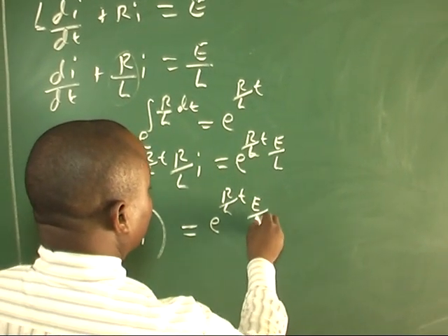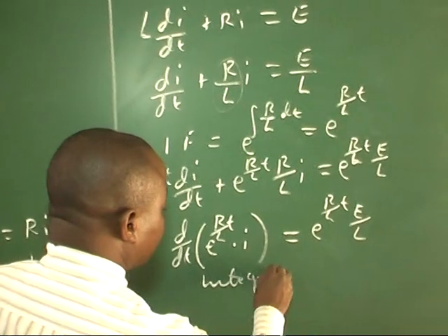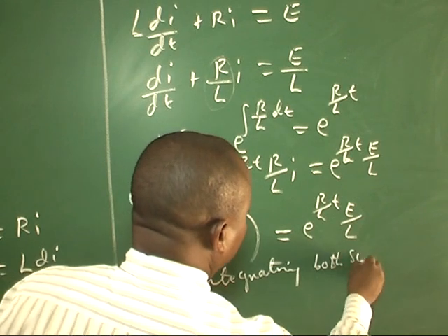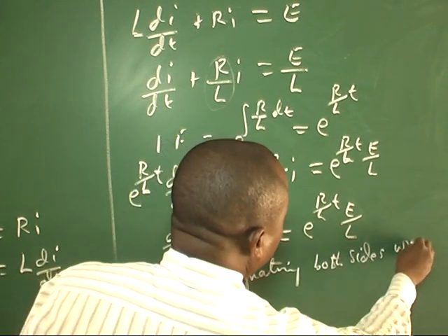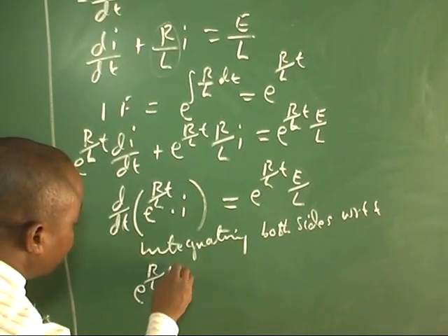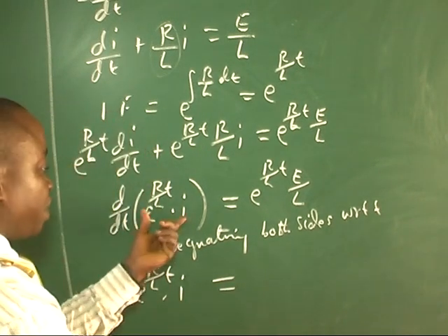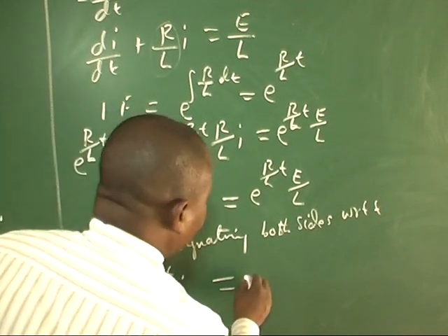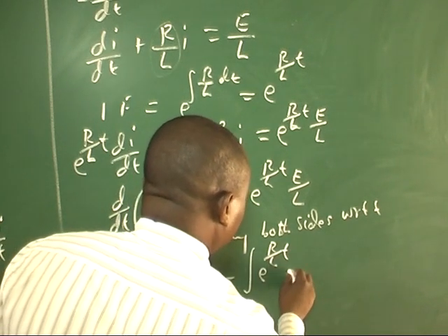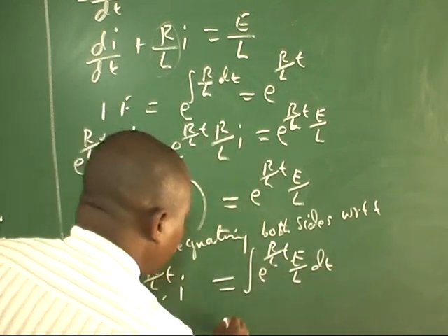Then we have E over L. So integrating both sides with respect to t, we then have exponential R over L t times I. If you integrate this, you get back the inner function. It will be equal to the integral of exponential R over L t, E over L dt, and that will give us.